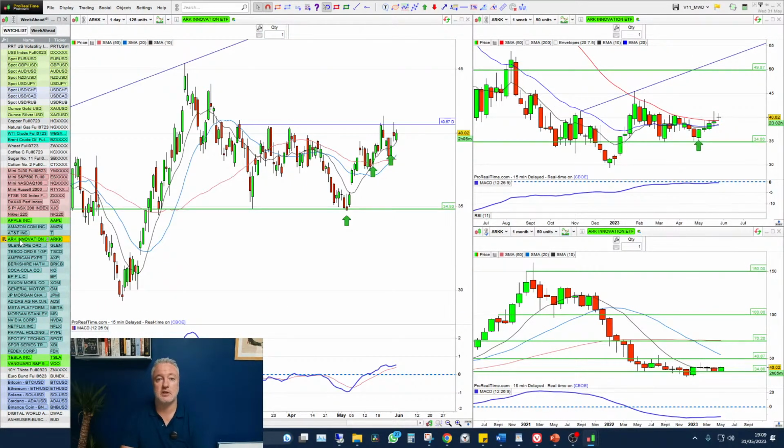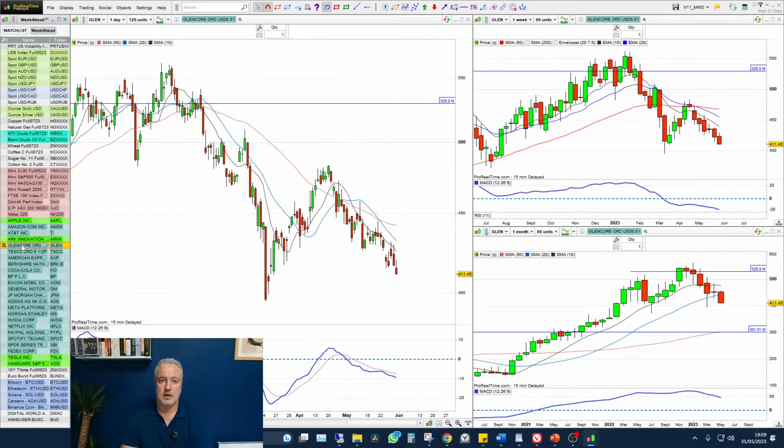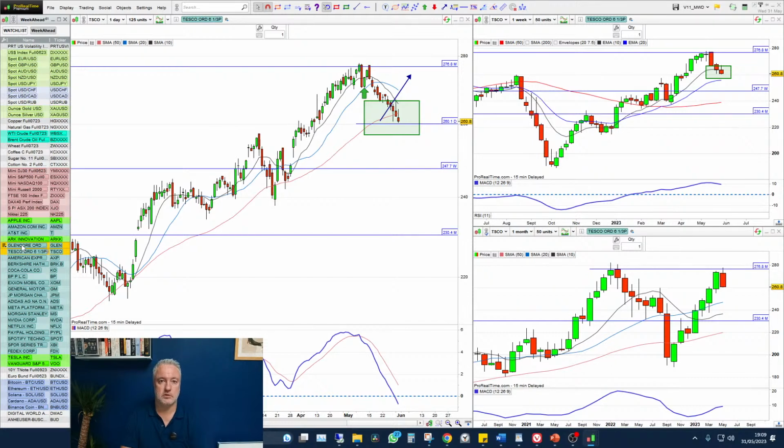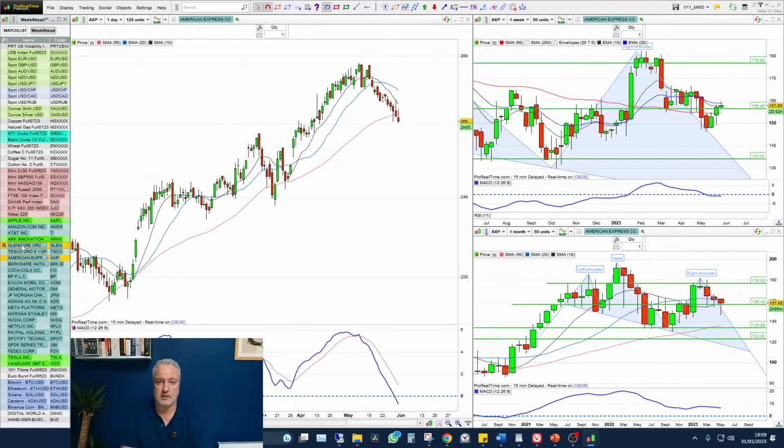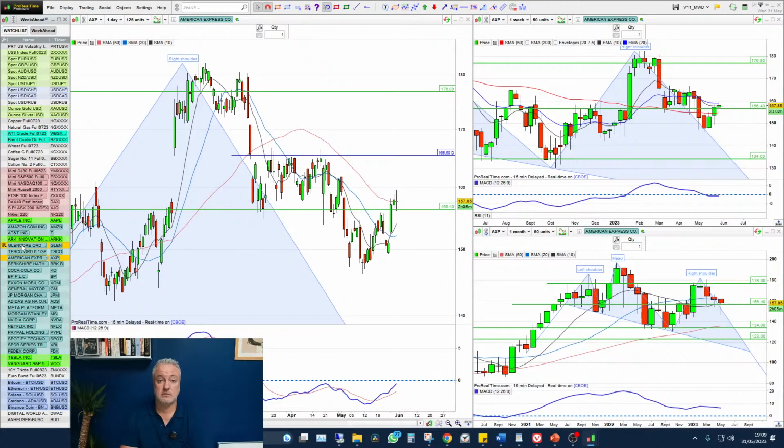ARC Innovation is still looking bullish, guys. It's still looking good to break out. Still looking good to turn around. Let's see what happens. I'm going to move that there. Glencore bearish. Have no turnaround yet. Starting to look more and more bullish here. That's not bad. So that is American Express.